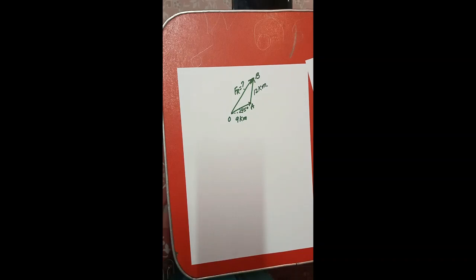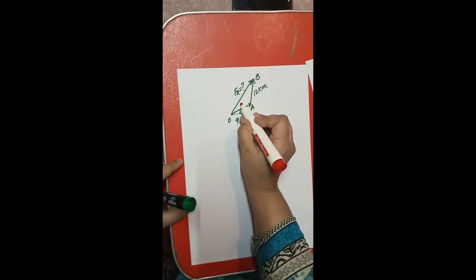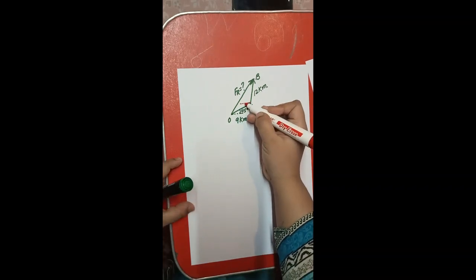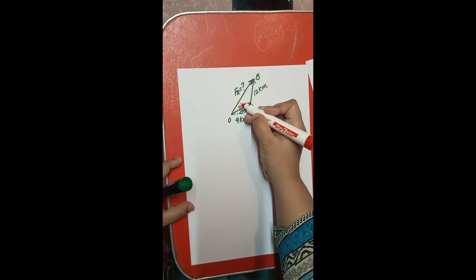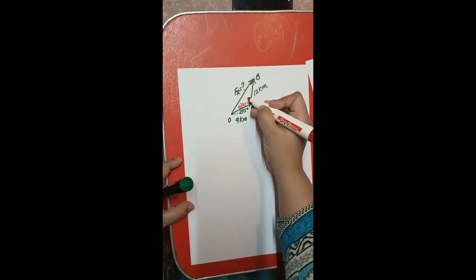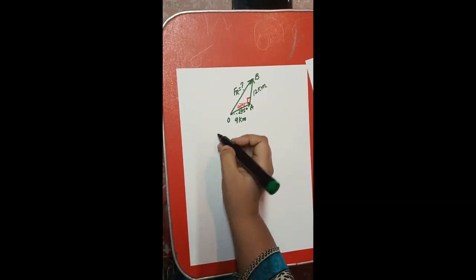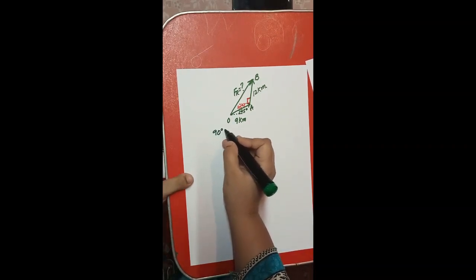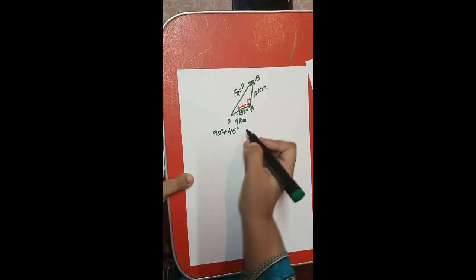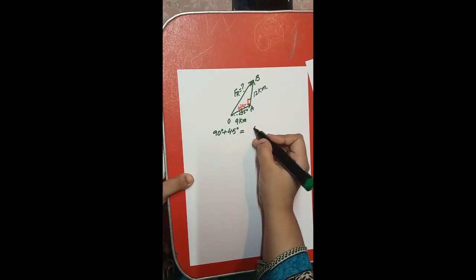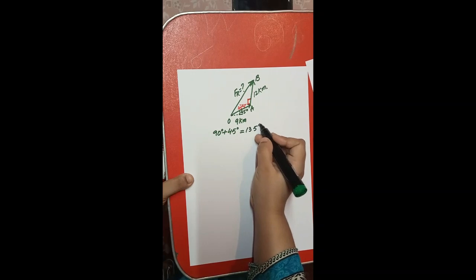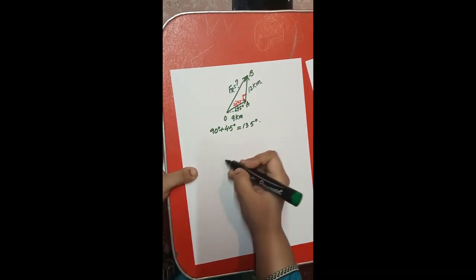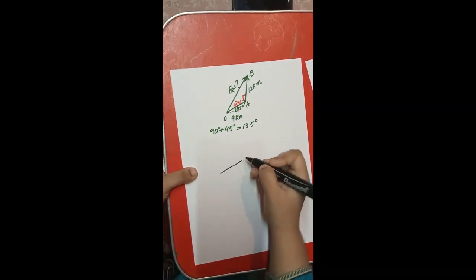If this is the case, we have to check the angle like this. If this one is 45 degrees, this one will also be 45 degrees, and this is 90 degrees. If we add 90 degrees plus 45 degrees, how much will we get? This is 135 degrees. So the diagram will be like this.